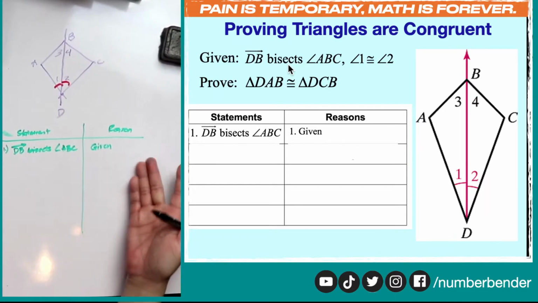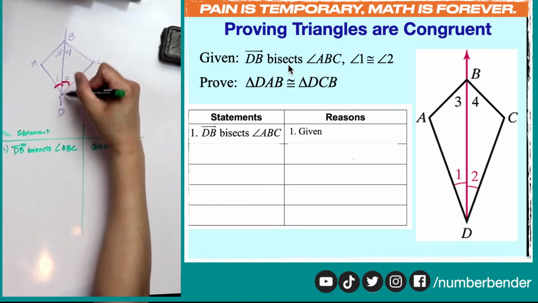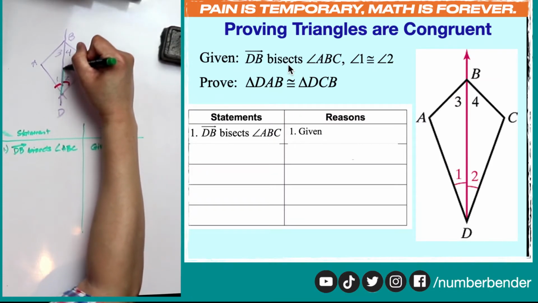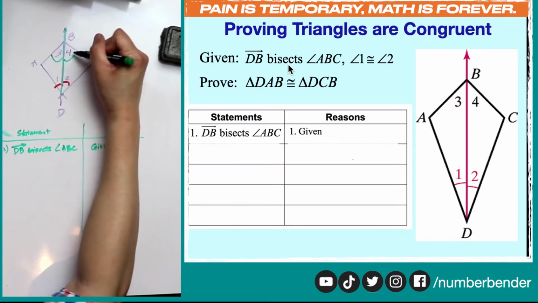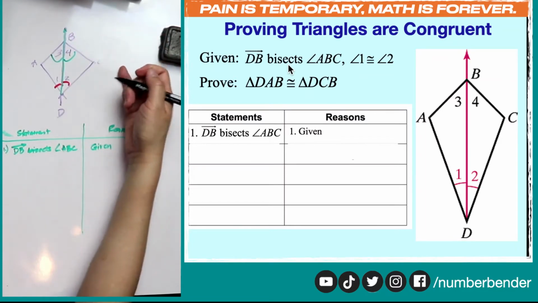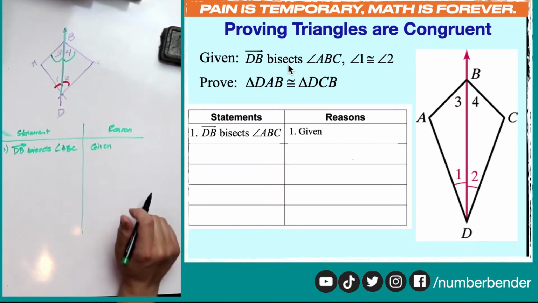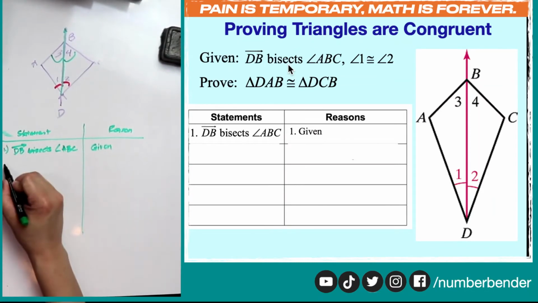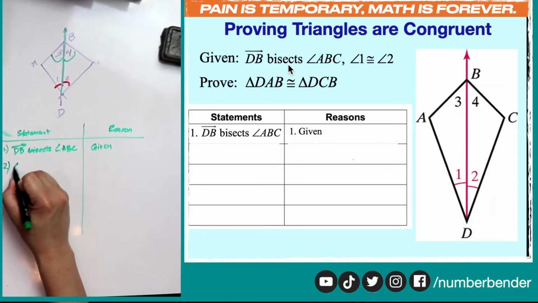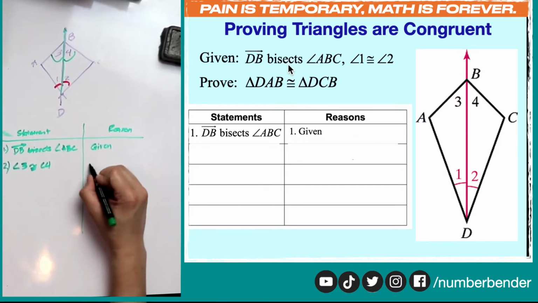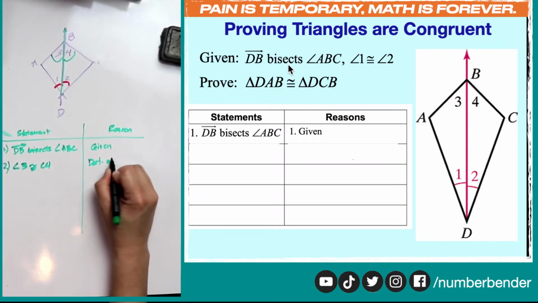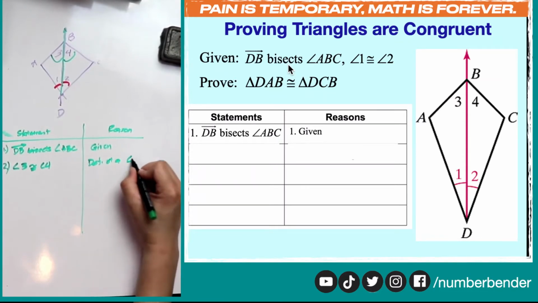So now that we have the first line, from here, we know that if this is a bisector, we know that 3 and 4 will also be congruent because that's what the angle bisector does. So for our second line, we can say that angle 3 is congruent to angle 4 because of the definition of an angle bisector.